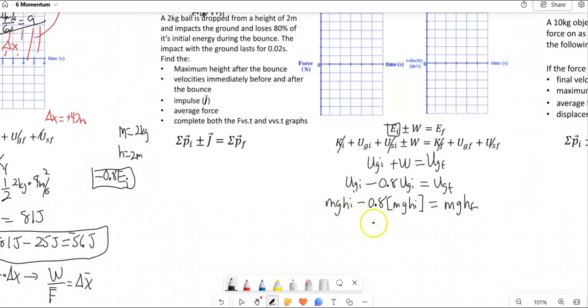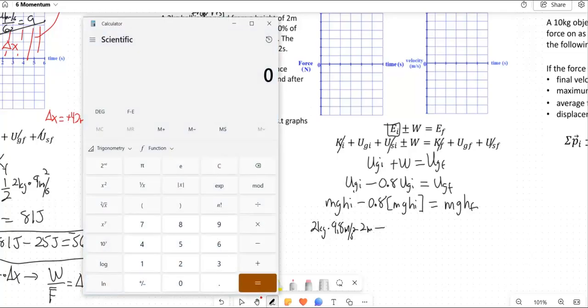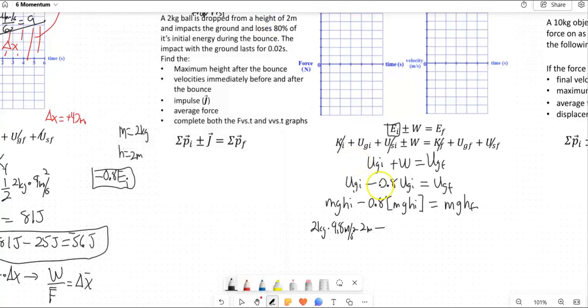At least doing it this way, I will know what the work is, where work is 0.8 times UGI. So that is how much energy is lost. Okay, now we're going to put in our numbers. We've got 2 kilograms times 9.8 meters per second squared times the initial height, which is 2 meters. 2 times 9.8 times 2, I think that is 39.2. That's weird that I know that.